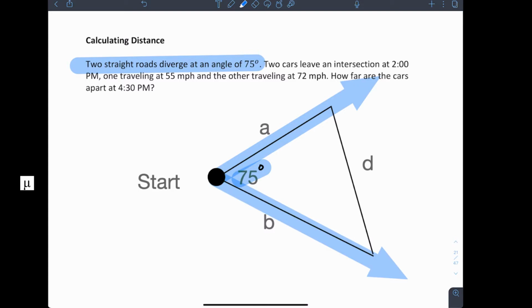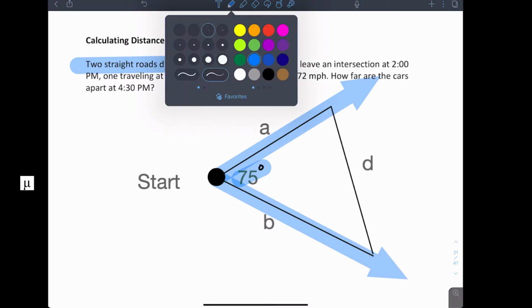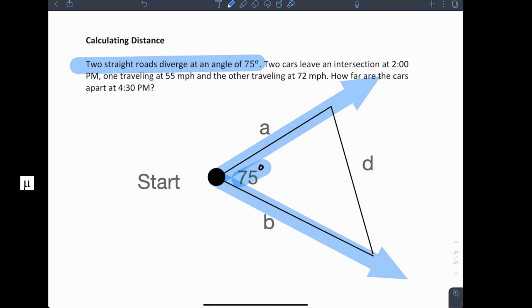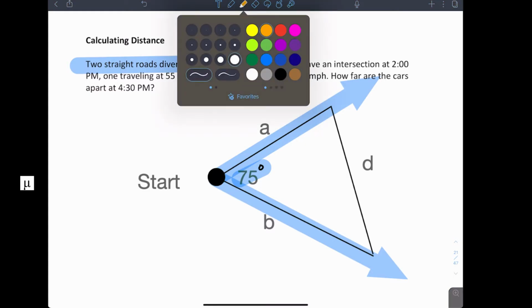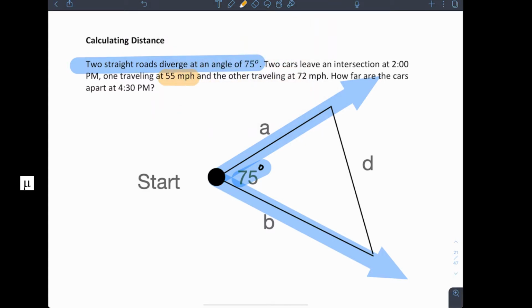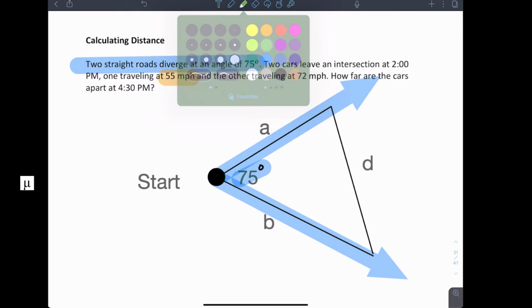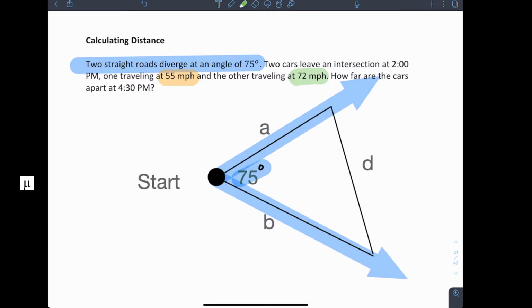And then what do they say? Two cars leave at an intersection at 2 p.m. One travels what? 55 miles per hour. So I want you guys to know this here. 55. What's the other car traveling? It's traveling at a what? 72 miles per hour. How far are the cars apart at 4:30?